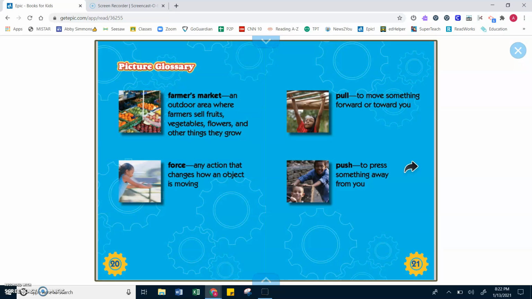So if you look at our picture glossary, just three that I would like to talk about. A force is an action that changes how an object is moving. For example, if you pull something forward or towards you. When you push, you press something away from you. So pull is toward you and push is away from you.